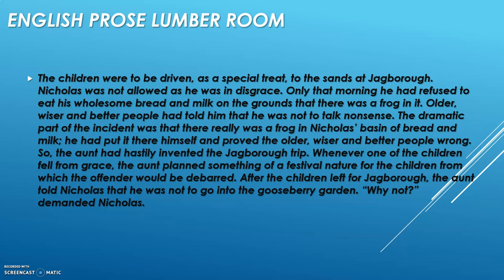Who is the offender here? The offender is Nicholas, because he didn't follow the order of the elderly person, and he tried to make them fools by telling them there is a frog in the dish, and so he tried to prove himself in disgrace. Now, Nicholas is the offender, so he was debarred. Debarred here means not allowed. He was not allowed to go anywhere because he committed a mistake.